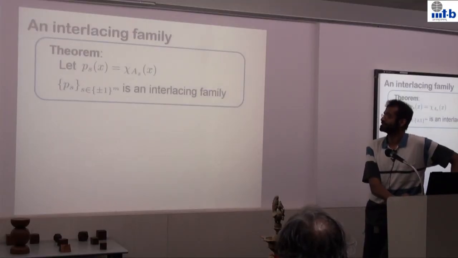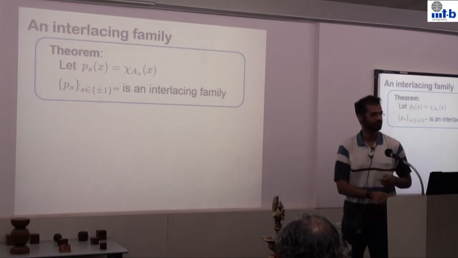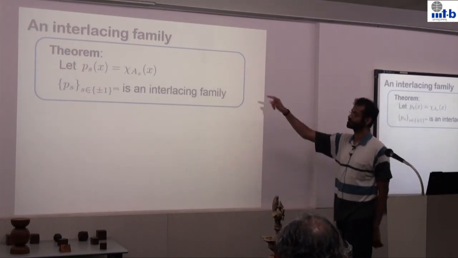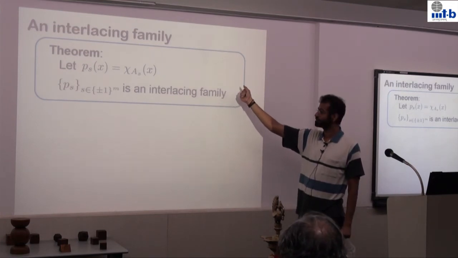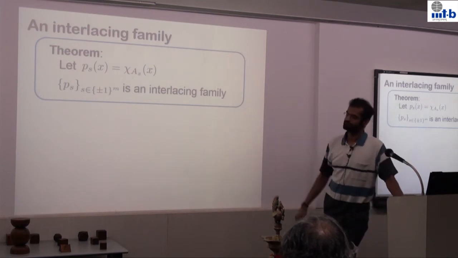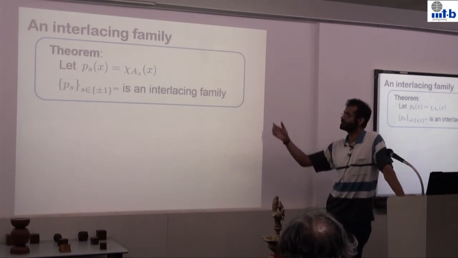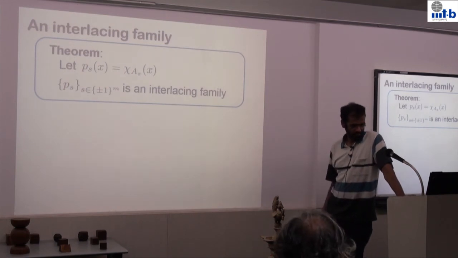Okay, so the main theorem, getting back to our actual situation, is that if you write down the polynomials corresponding to signings of an adjacency matrix, it's an interlacing family. Okay? And remember, these are determinants of x minus a sub s, right? Okay. So how do I do that?